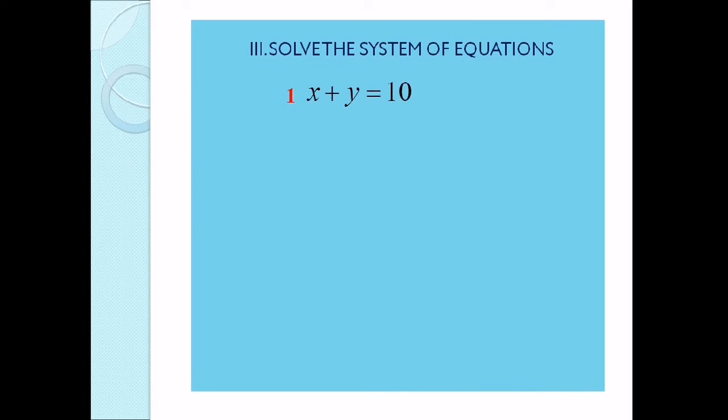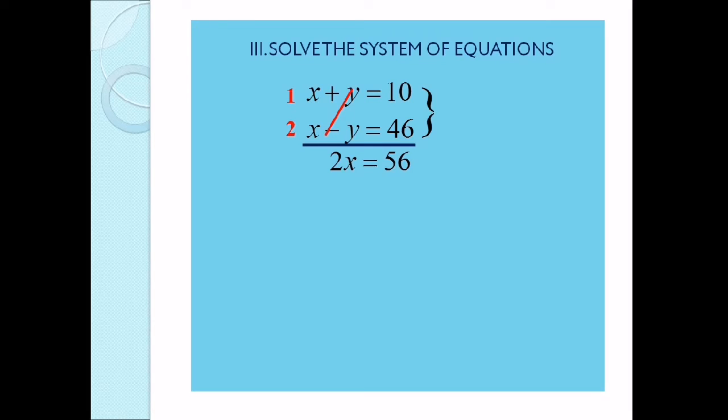Step 3. Now we need to solve the system of equations. Our equation 1 is x plus y equals 10, and our equation 2 is x minus y equals 46. So we will be using the elimination method because y and negative y are additive inverses of one another. So we can cancel out variable y. Then, x plus x is 2x, then 10 plus 46 is 56.